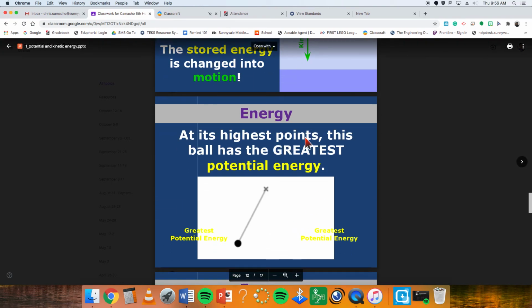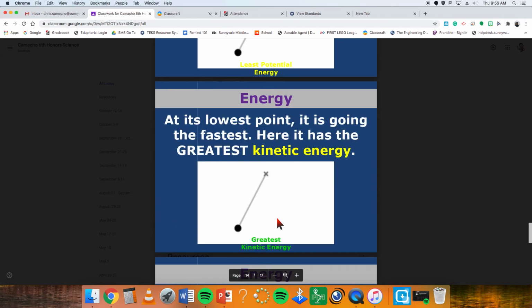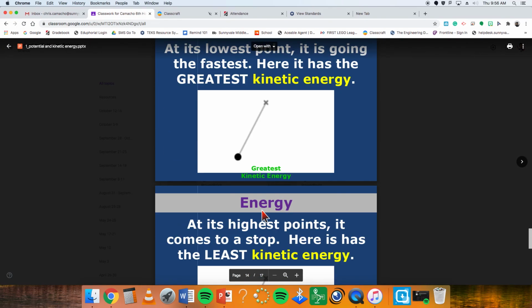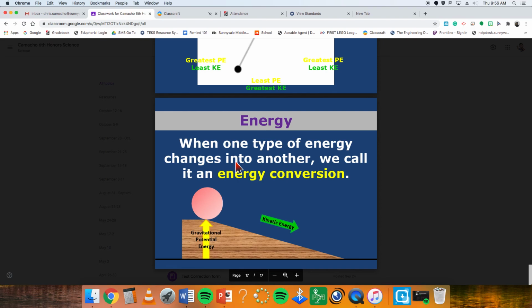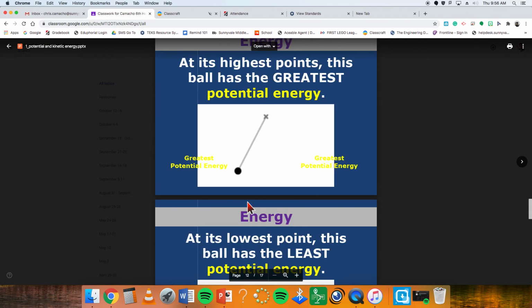It's at its highest point of potential with a pendulum at the highest point of its swing. So it swings this way, and it's at its highest point of potential, and then it starts to go down, and right here it's at its highest point of kinetic as it's moving through. And it just switches back and forth. Potential, kinetic, potential, kinetic, just like that. You can read those, but I just explained it. When one type of energy changes into another, we call it an energy conversion. So you got your potential kinetic review there.